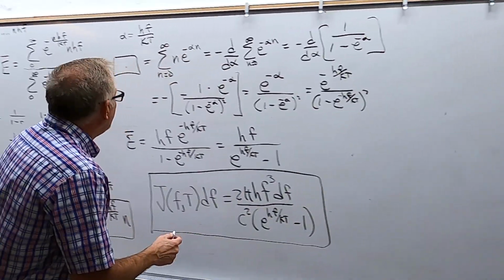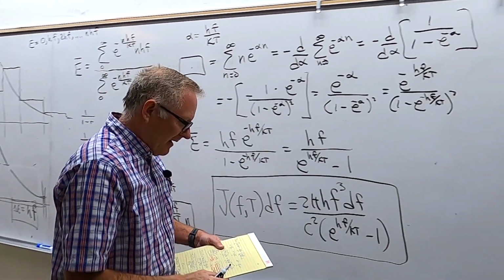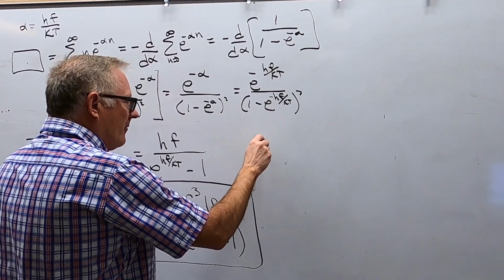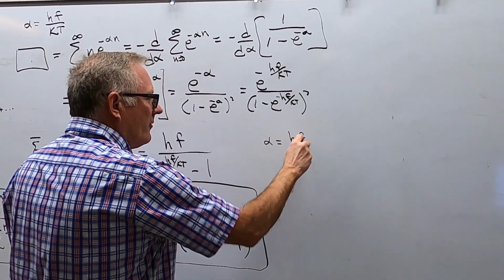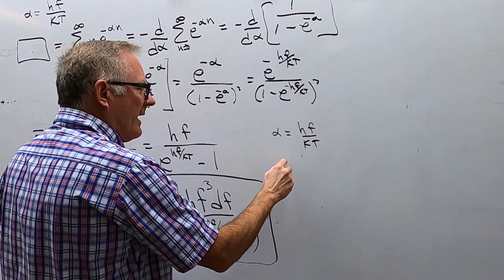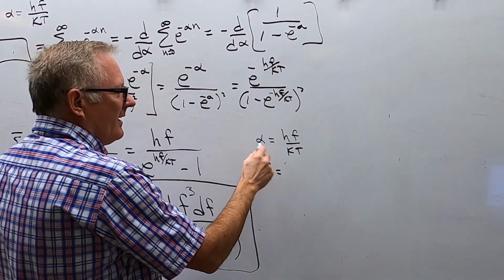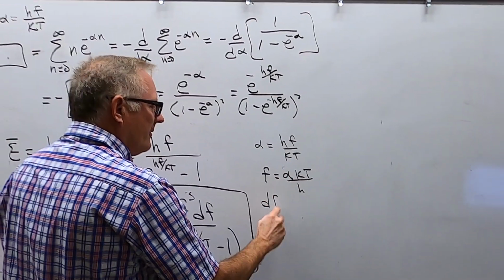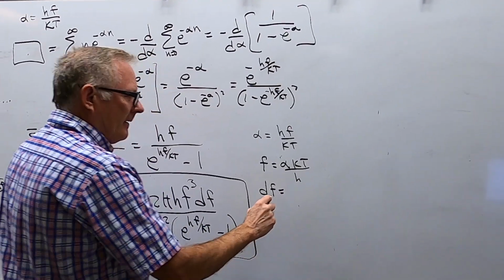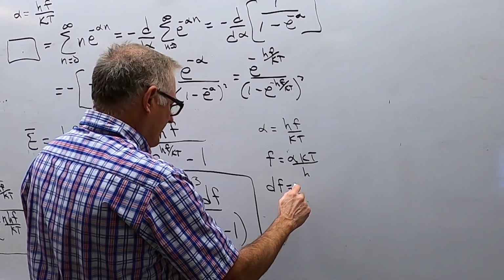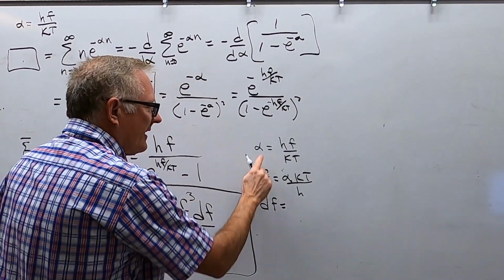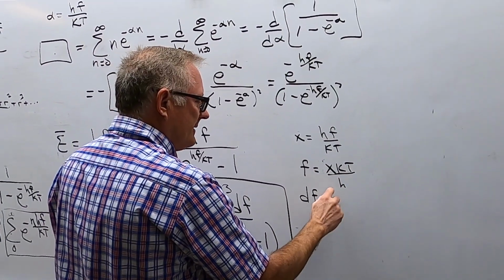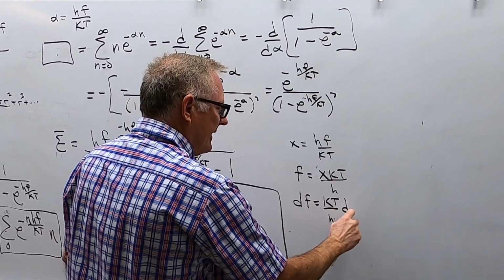What I'm going to do is go back to my alpha, and let alpha equal hf over kT before I do the integral. So alpha equals hf over kT, or f would equal alpha kT over h, or df equals kT over h d alpha. Actually, I can just use x instead. I don't have to use alpha. So this is x, and this is kT over h dx.